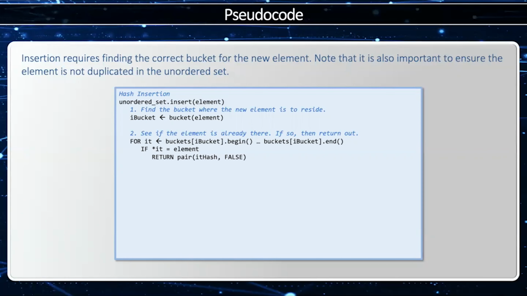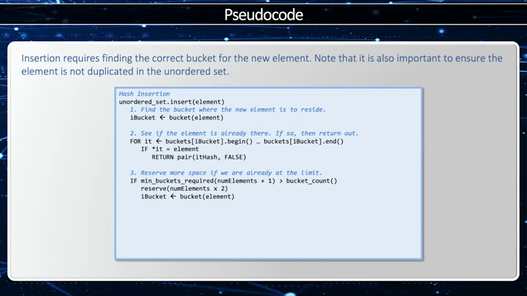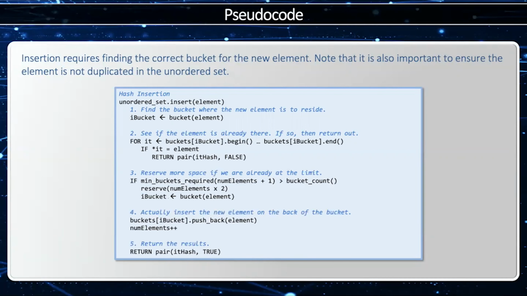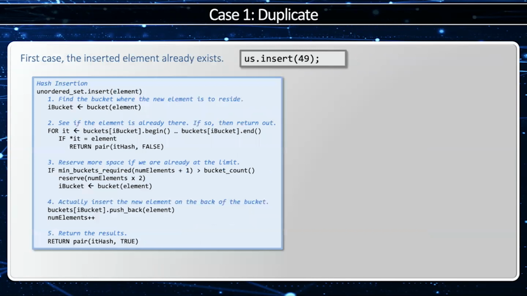And if the element is there, I'm going to return false, which means I have not been able to insert a new element. Then I'm going to reserve more space as necessary. In other words, if my maximum load factor is exceeded, then I'm going to have to reserve or double my capacity, which is going to cause me to rehash everything. Then I'm going to insert the new element onto the back of the bucket that's there. And notice I'm going to hope the bucket is empty, but if not, I'll just put it at the end of the bucket. And then finally, I'll return the iterator to the new element that I inserted and true, which means I was successful. Now let's demonstrate how this works.